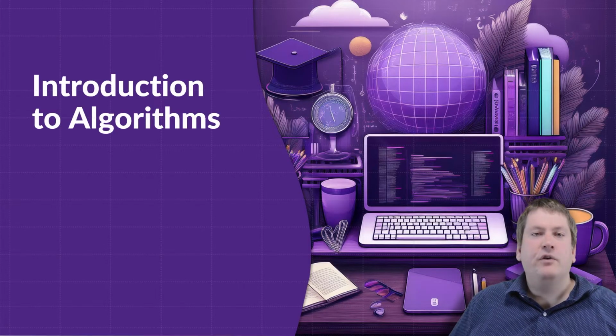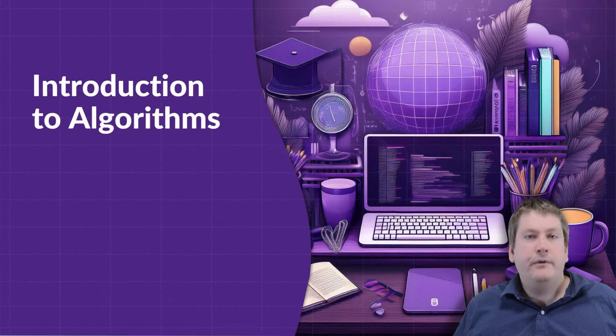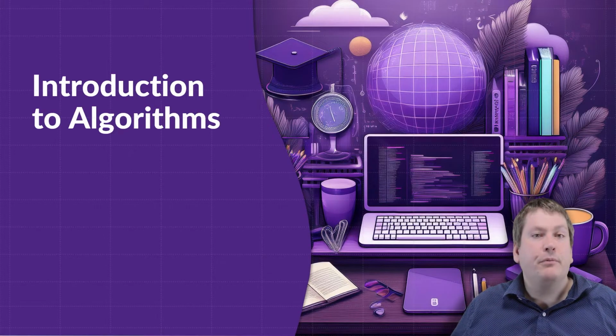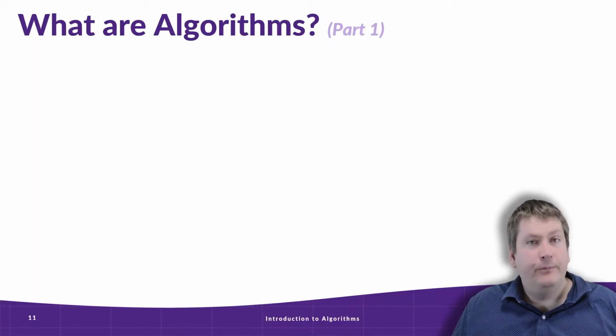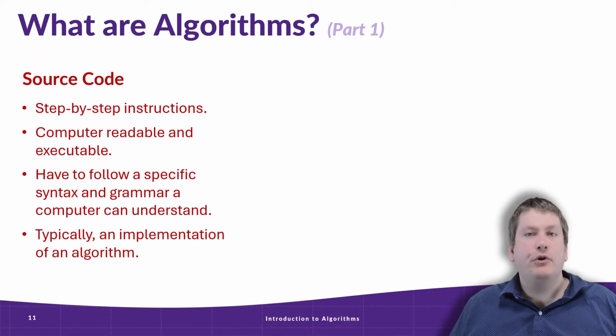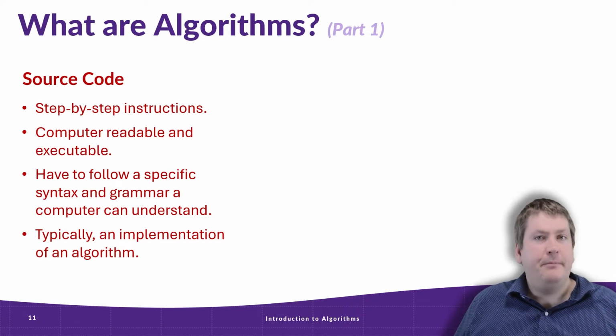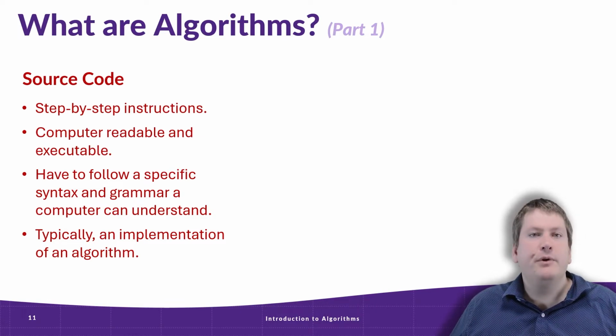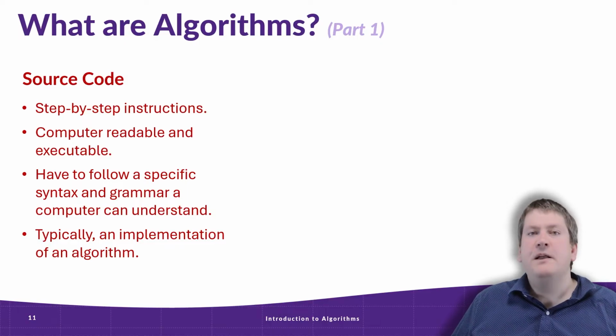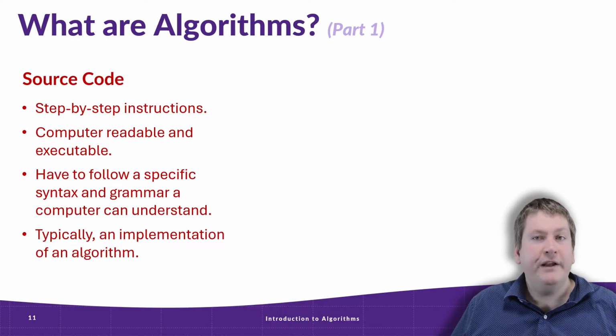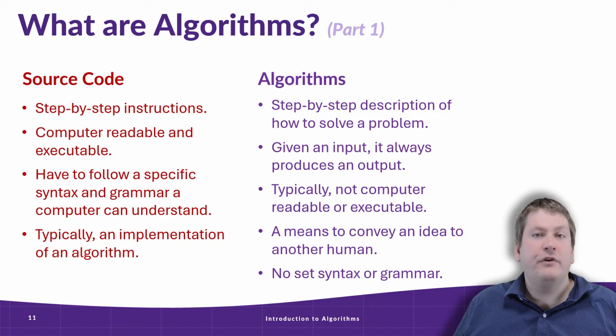But that may raise the question, what are algorithms if not computer code? And how are algorithms different from computer programs or source code? Well, let's get into that now. As we've already covered, computer programs and source code are step-by-step instructions written in a format that a computer can understand and execute. This means that source code has to follow strict and specific syntax and grammar that's defined by the programming language.